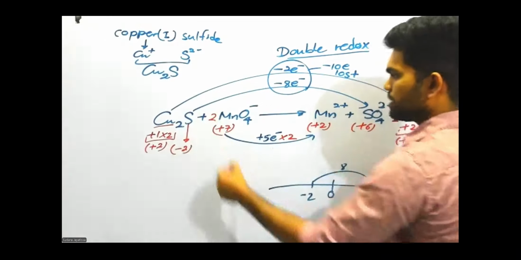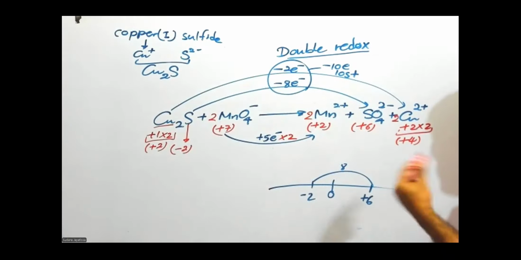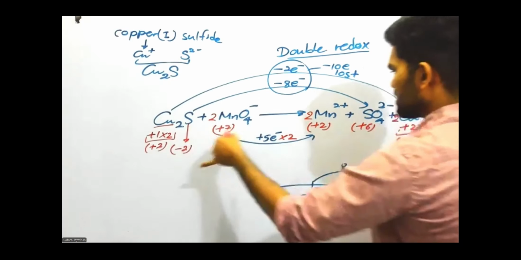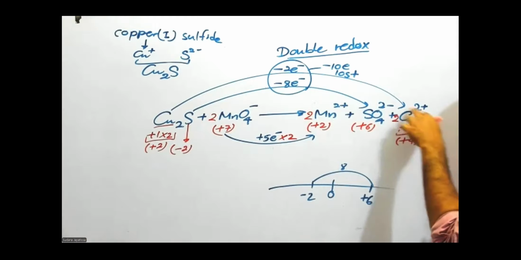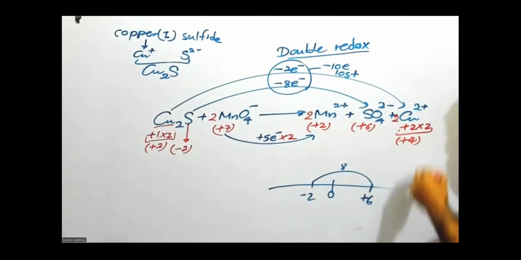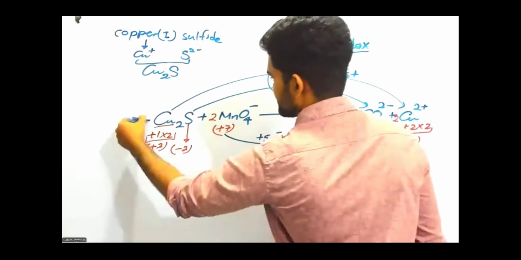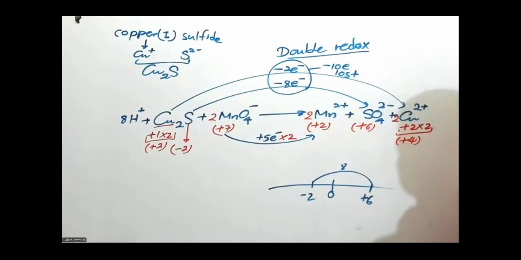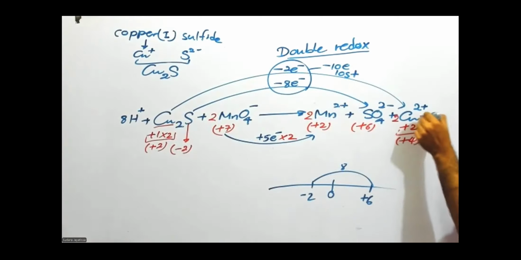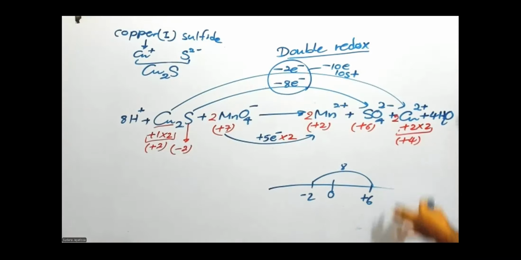So 2 MnO4 minus and 2 Mn2 plus. Then you can check the charge. Here it is minus 2, and on this side 2 plus 4 plus 8 plus 6. And you can put 8H plus. Check the oxygen atoms. Here you have 8 oxygen, and on that side also 8 oxygen.